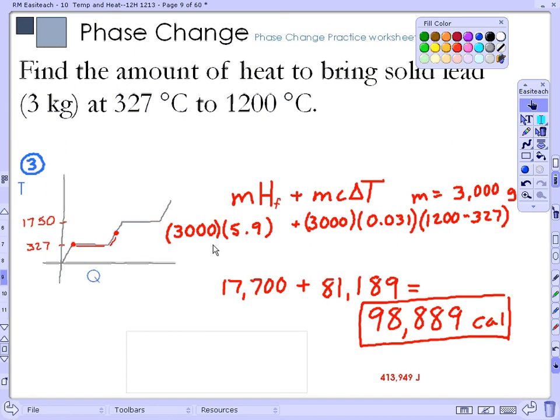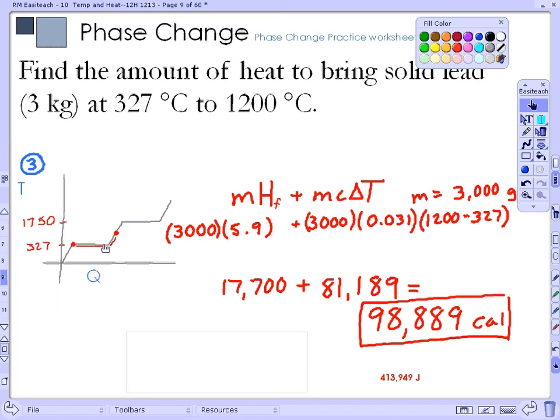Now, each of those segments corresponds to an equation. If it's a plateau segment, it corresponds to a latent heat equation, which is this mH. This mH means the mass times the latent heat, in this case latent heat of fusion, because it's a solid going to a liquid. It's also true if it's a liquid going to a solid. You look it up in the table. There's no delta T in the equation because the temperature doesn't change.